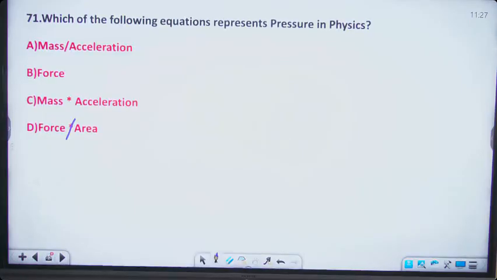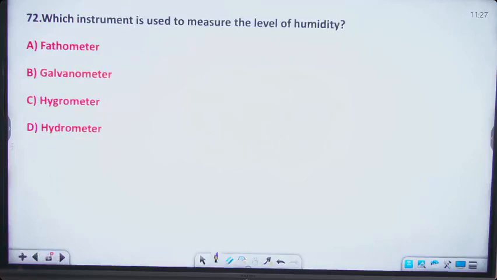Pressure equals force acting per unit area. F by A. F divided by A. It is not F into A, it is F by A. Then which instrument is used to measure the level of humidity? Hygrometer.